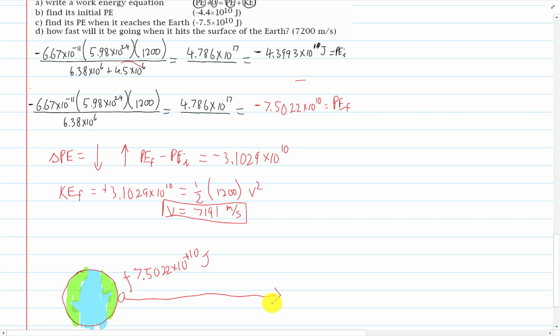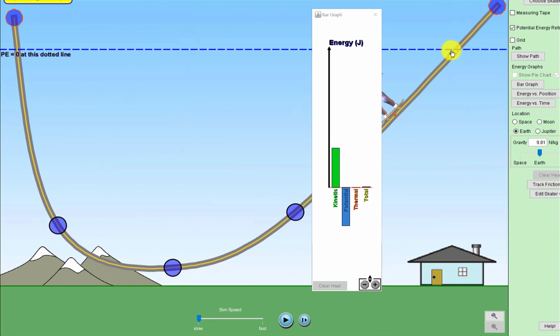But how high does it go? If I give it that much kinetic energy, it's going to lose kinetic energy and become potential. But just take a look at it. We have the potential energy plus the kinetic energy, and the initial potential energy was negative 7.5 times 10 to the 10, and I gave it the kinetic energy of 7.5 times 10 to the 10, so its total energy would be 0. What does that mean? The total energy would be 0.